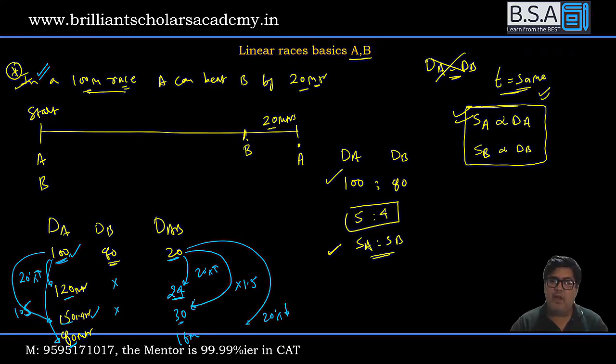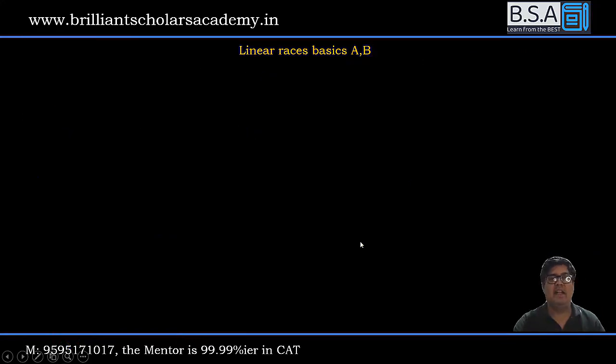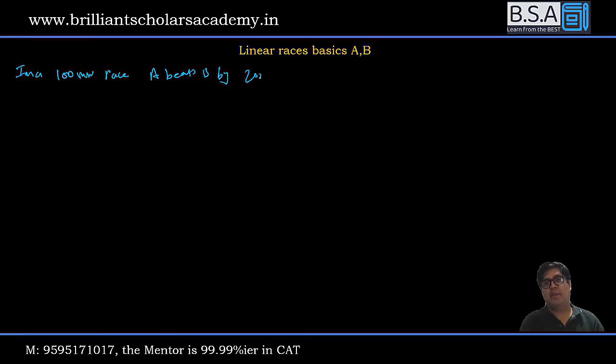Good, very good. Now let me add more information to this race. If I tell you in a 100-meter race, A beats B by 20 meters, or let us say 5 seconds. What all things can you find with this information? क्या क्या पता कर सकते हो आप?